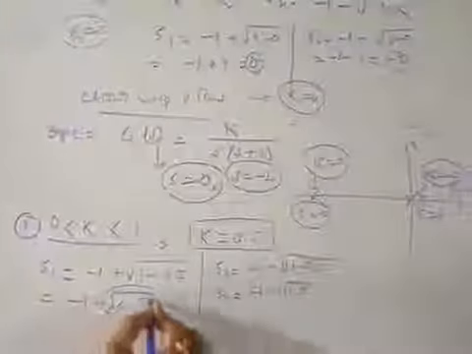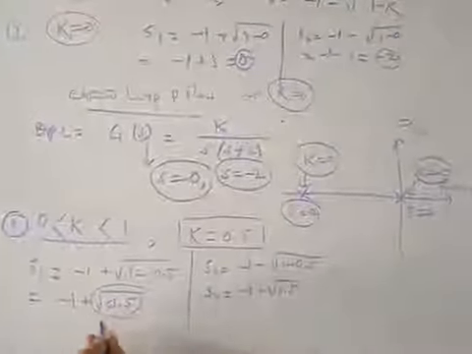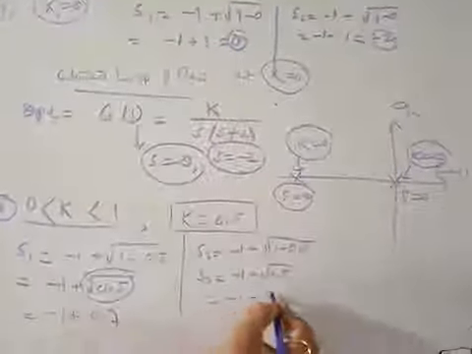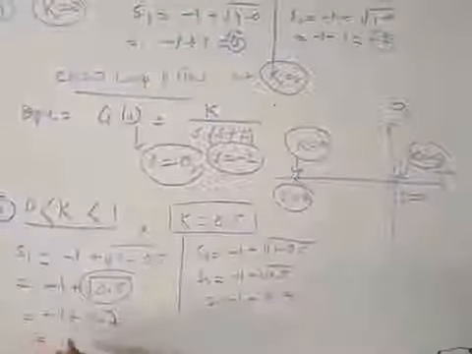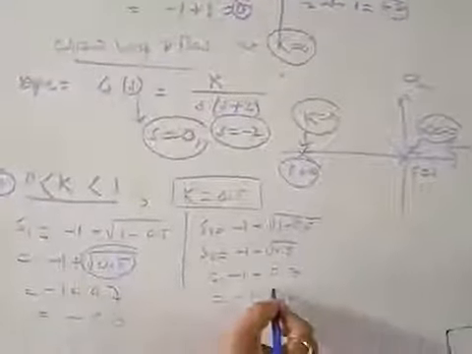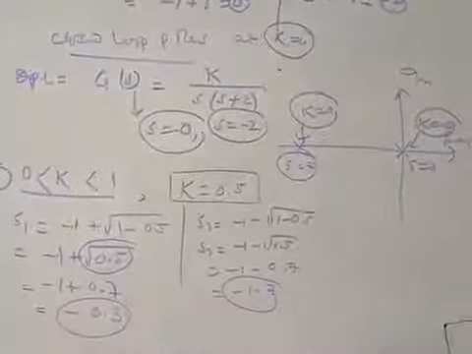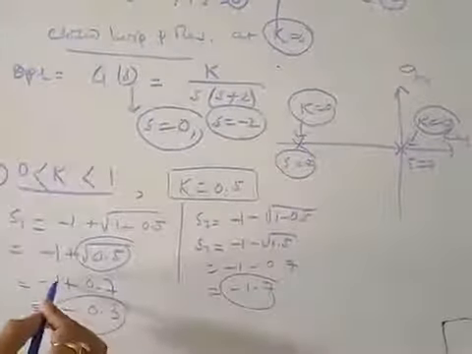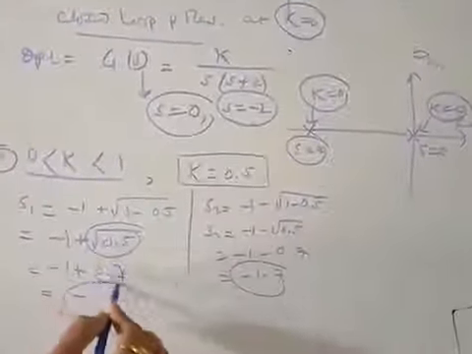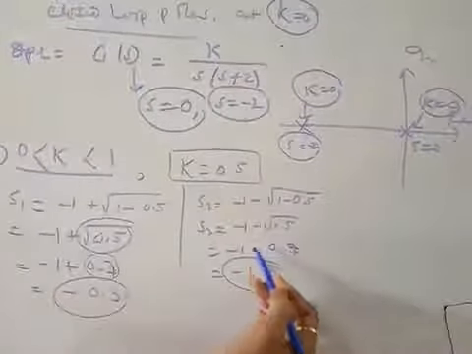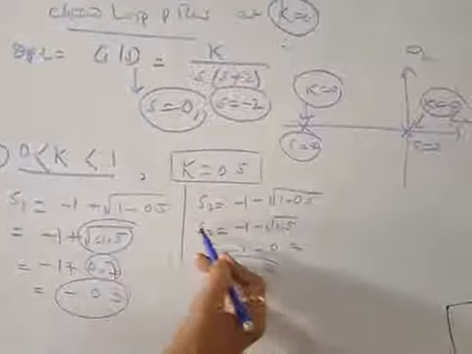This may be approximated to 0.7. So we can take it as 0.7. So minus 1 plus 0.7, and this is minus 1 minus 0.7. So this is equal to minus 0.3, and this is minus 1.7. You see, as much as this value is added to this minus 1, the second pole location is like this, the same value is subtracted from this minus 1.